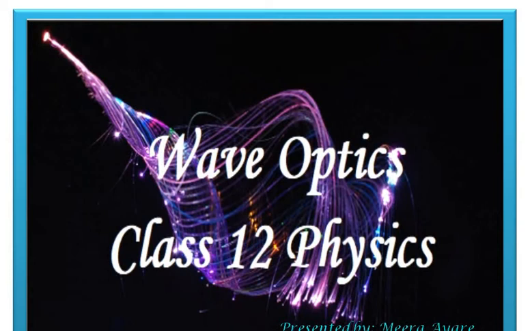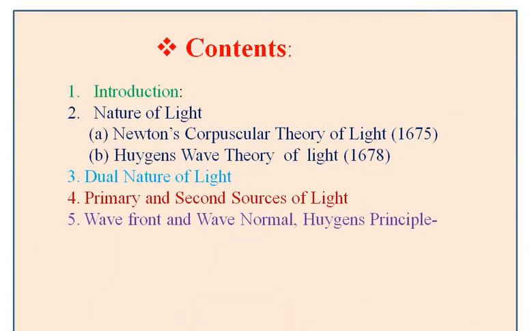There are a number of different points included in the new syllabus. We will discuss them one by one. Let us see the contents of these topics. In this lecture, we have to discuss introduction, nature of light, Newton's corpuscular theory of light, Huygens wave theory of light, dual nature of light, primary and secondary sources of light, wave front, wave normal, and Huygens principle.